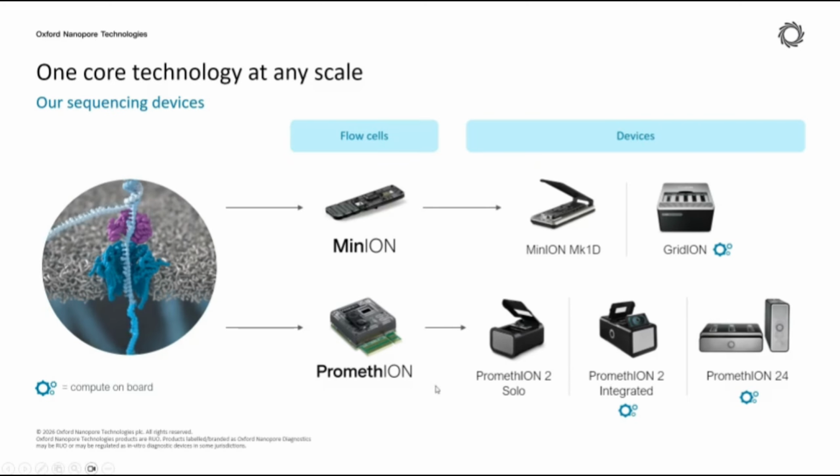And then for the PromethION flow cell, we also have multiple options in terms of the sequencing device. The PromethION 2 Solo and Integrated can both be used to handle two PromethION flow cells at the same time. So we can sequence and get around 200 GB of data at the same time. And then the PromethION 24 will be able to handle 24 flow cells in one run. So depending on the throughput requirements, different devices can be chosen from over here.